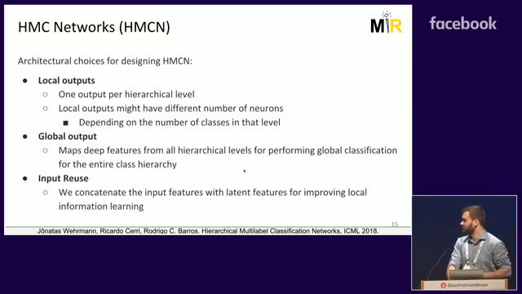And finally, the input reuse, which is a concatenation of the input features with all the latent features, global features, which helps both local information learning and global information learning.